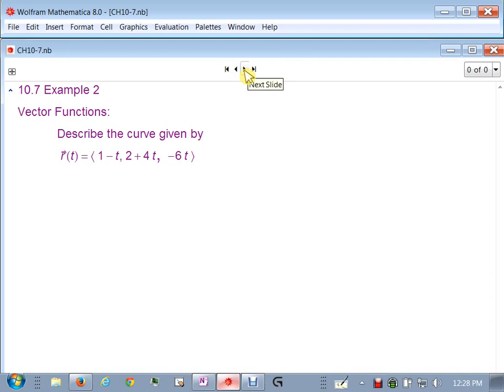Plugged in 1 for t. There you go. If you want to find another point on this line, just plug in a value for t. You want to find another one, plug in another value for t.